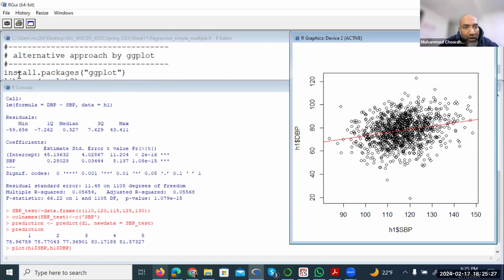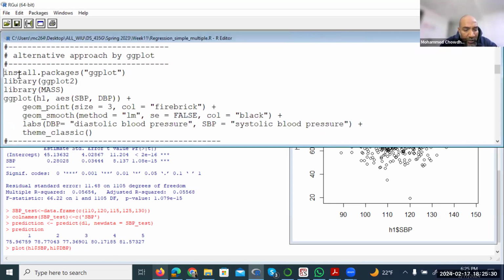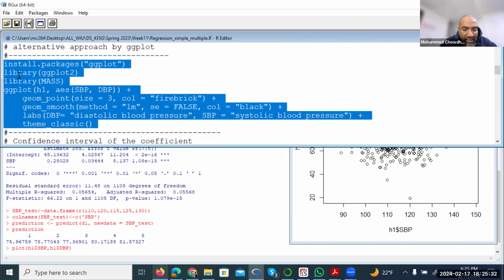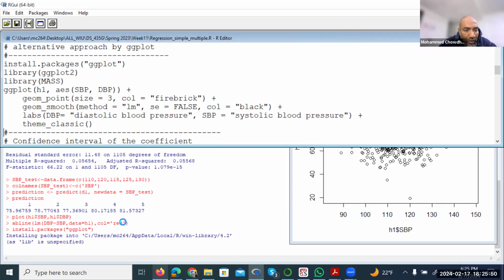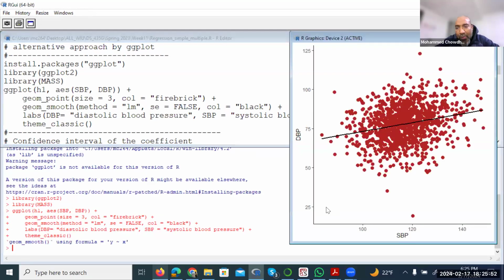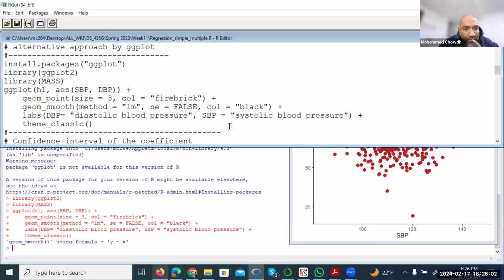Now the same thing could be done by an alternative approach. This is the alternative approach by using ggplot. Ggplot is a very good package. If you become familiar and become an expert of the ggplot package, then you can do many different kinds of graphing. So if I run these things, we got these things. So this is the entire thing that we have used here to do plotting by using ggplot.